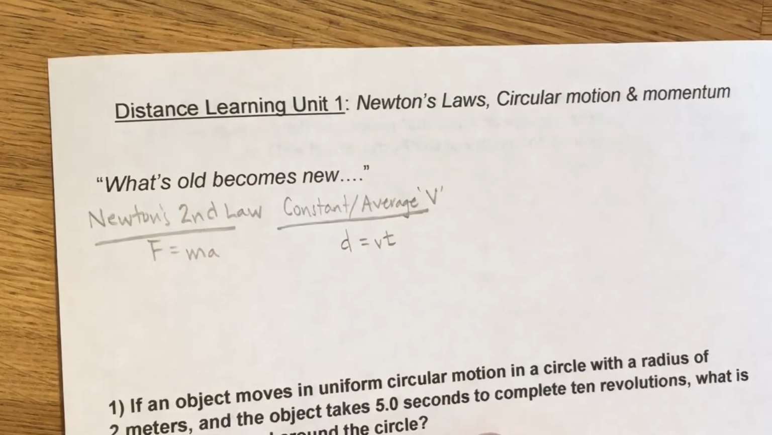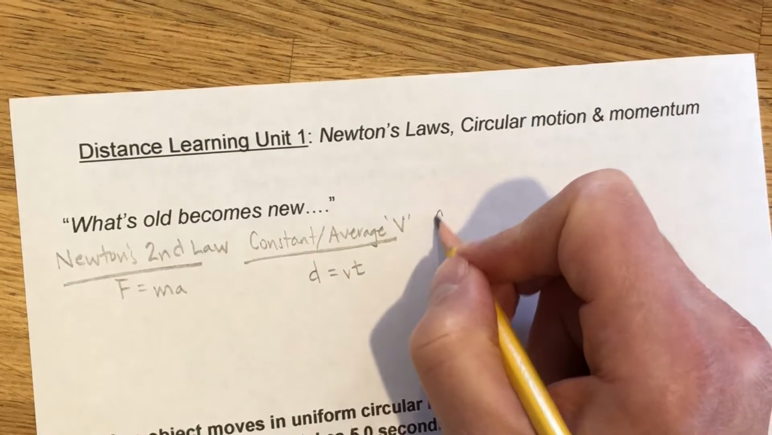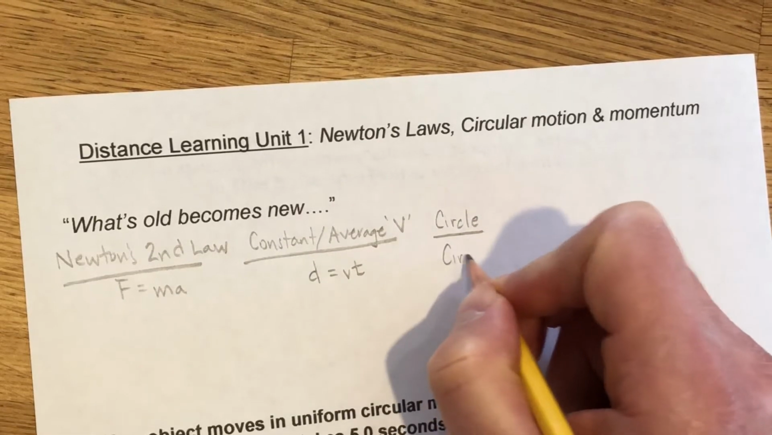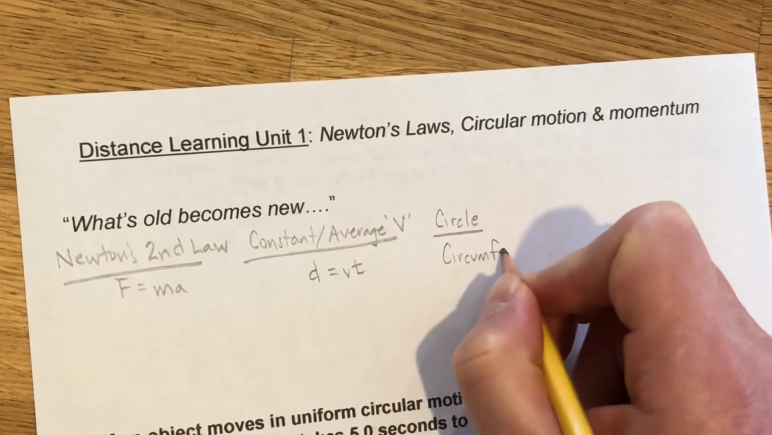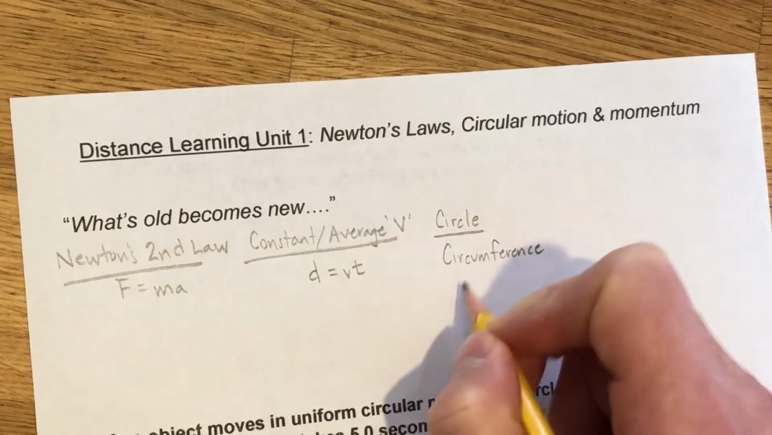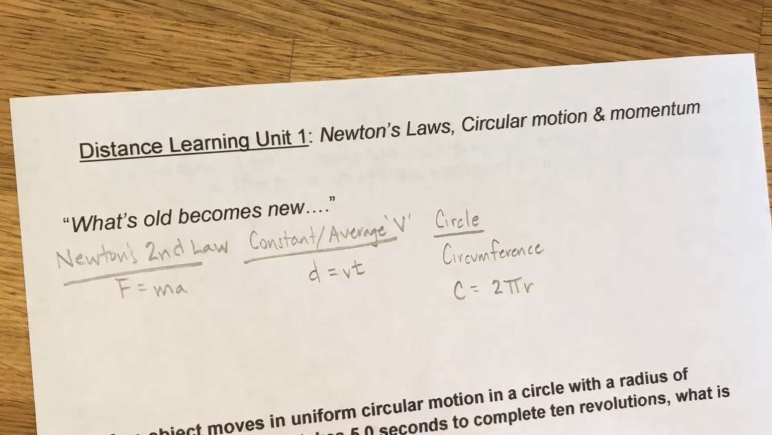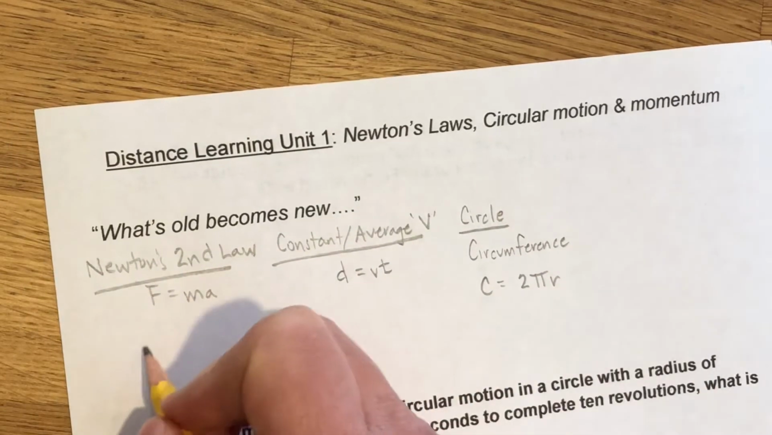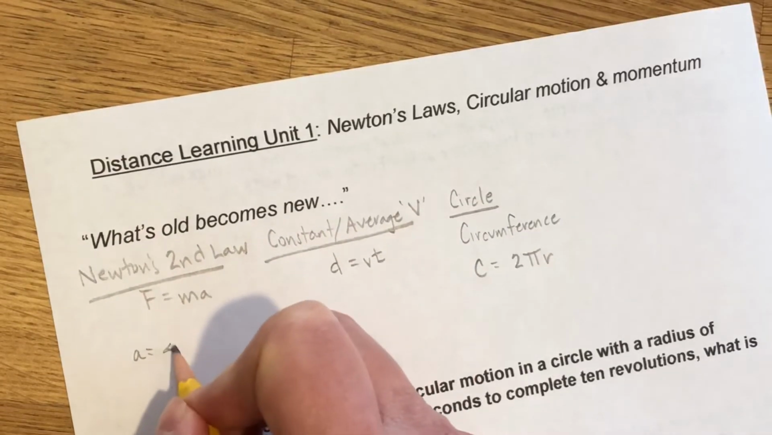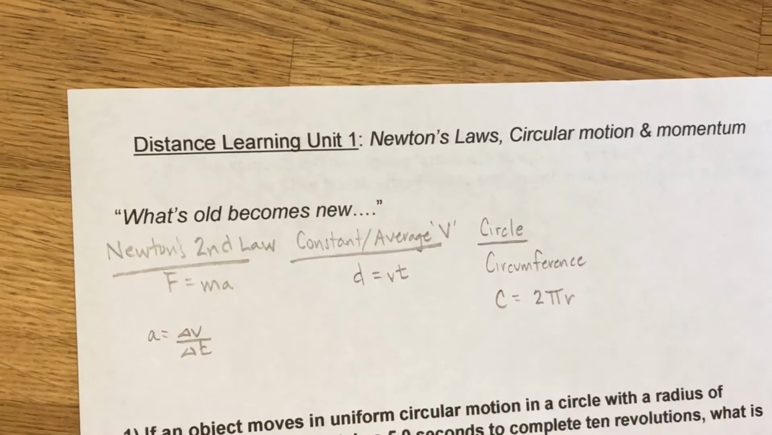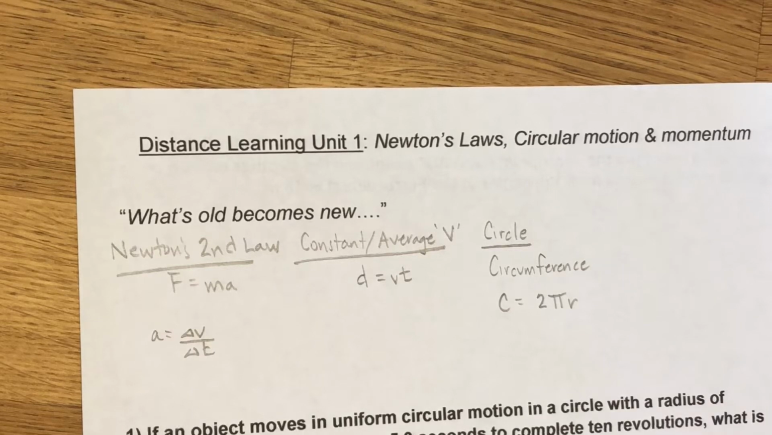And then going back old school to some geometry stuff, we know a characteristic of a circle in terms of getting its circumference. We can use the equation circumference equals 2 pi times the radius. And going back to Newton's second law, we know acceleration really just describes the rate of change of velocity. So these concepts are kind of the foundation for what's coming up in this unit. It might seem new, but it's really not.